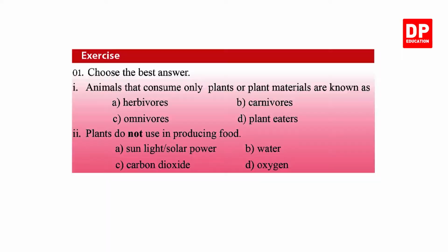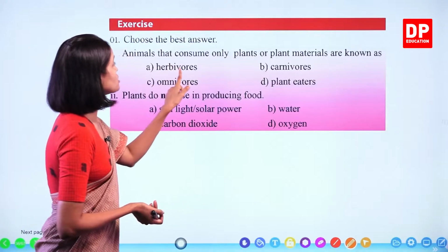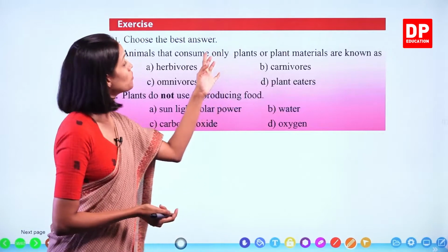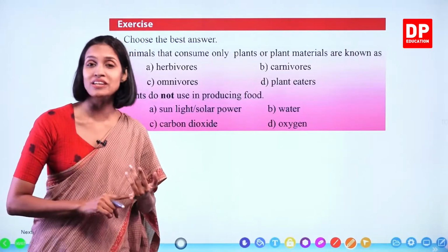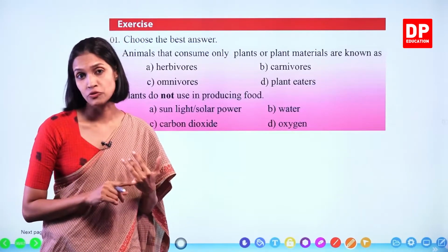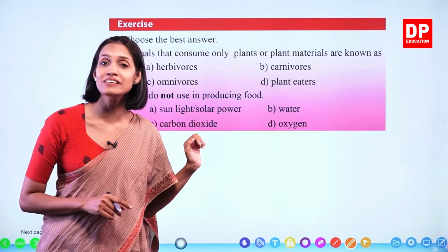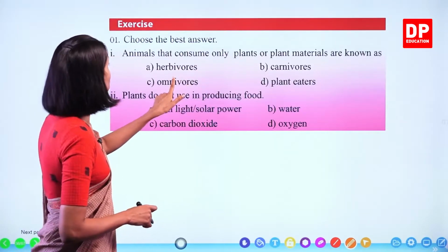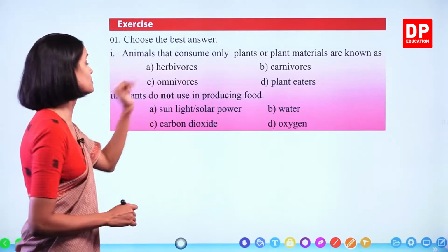Okay, exercise. Choose the best answer. Number 1. Animals that consume only plants or plant materials are known as mode of nutrition of animals. So there are 3 different types of groups of animals based on the things they eat. Carnivores, herbivores, omnivores. Who are the animals that consume only plants or plant materials, children? They are known as herbivores, right? Herbivores, carnivores, omnivores, plant eaters. They eat plants, but a proper name is given called herbivores.